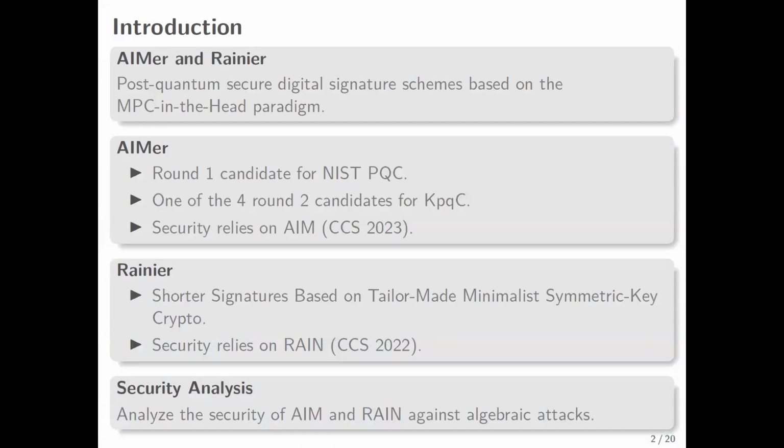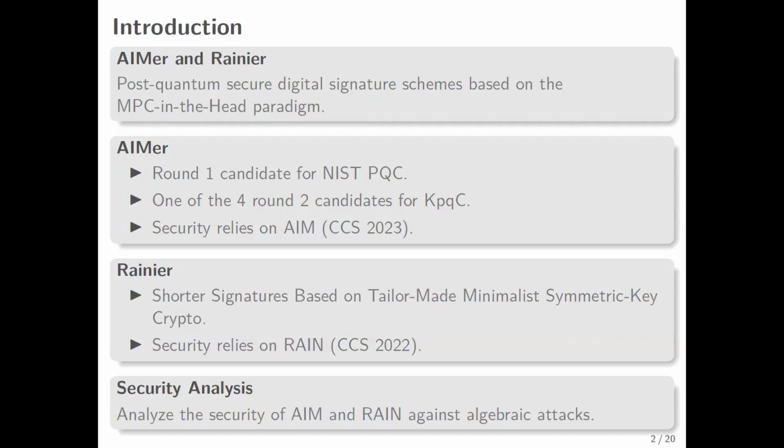So AIM and Rain are two primitives used in post-quantum secure digital signature schemes, AIMer and Rainier. AIMer and Rainier are digital signature schemes that are based on the MPC-in-the-head design paradigm. AIMer is currently a round one candidate for the NIST post-quantum competition and one of the 4 digital signatures that advanced to the second round of the Korean post-quantum competition. And Rainier is a very efficient signature based on minimalist symmetric key cryptography.